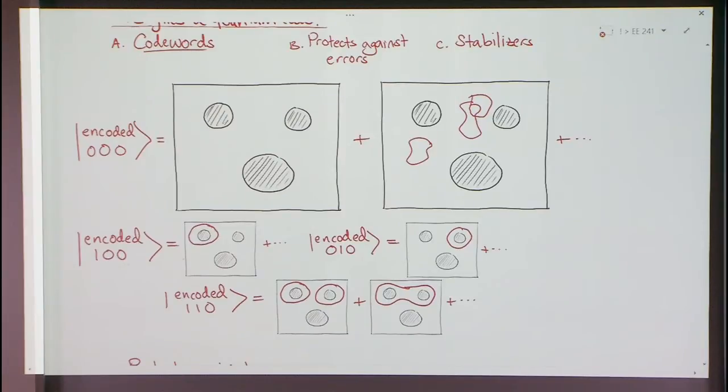Encoded 1, 0, 0 is going to be a sum of pictures where there's an odd number of loops around the first hole. Encoded 0, 1, 0 is going to be the sum of pictures where there's an odd number of loops around the second hole. Encoded 1, 1, 0 is the sum of all these stringnet diagrams where there's an odd number of loops going around both of the first two holes, and so on. So 0, 0, 1 is the third hole, and so on. So 3 holes to get 3 encoded qubits. That's how we get a code.